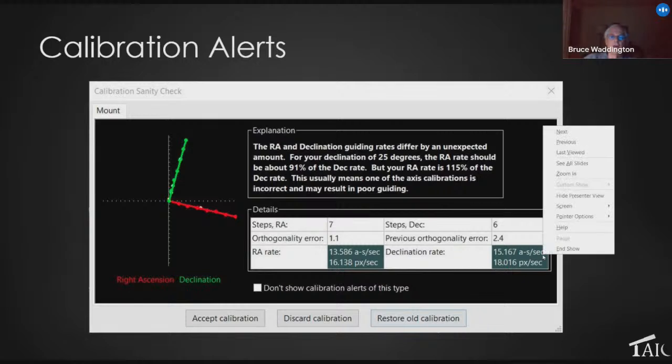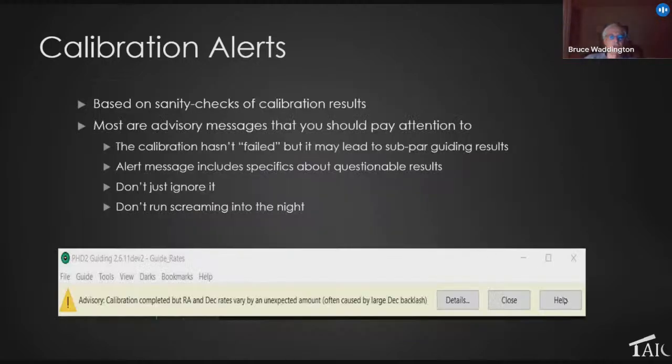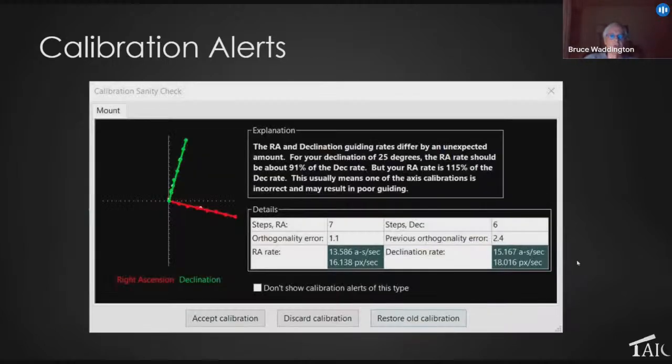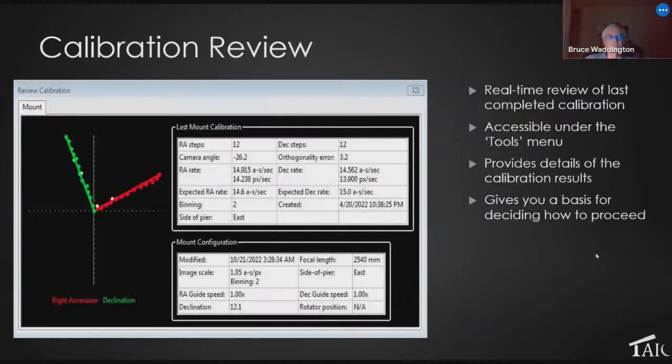By the way, in the previous slide, there's also a help button here, which nobody ever clicks on. But if you did, it would take you directly to the troubleshooting section of the manual, and it would talk about all these various calibration errors and what typically causes them. So that would be another way for you to get some more information and make an informed decision about what you should do. At any time, you can always review the last calibration.